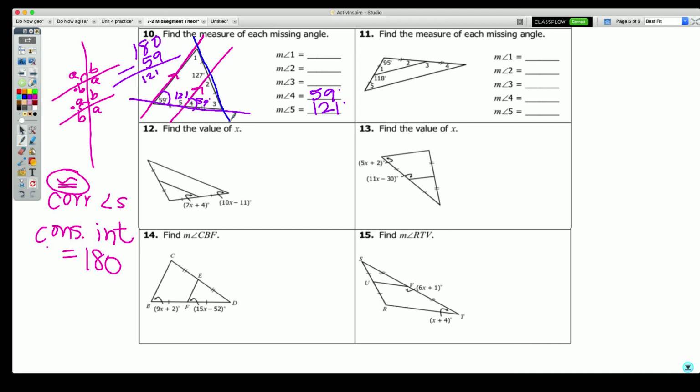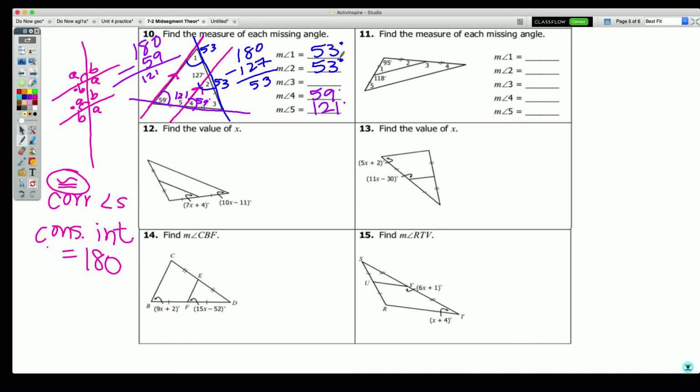Okay, 127 doesn't correspond to 1 or 2. I know that 1 and 2 are corresponding. So does anyone have an idea of how I could find those angles? Subtract them from 180. So let's do 180 minus 127. And I get 53 degrees for both angle 1 and angle 2. Okay, geometry again. Start layering and layering and layering. This is unit 4. We're seeing it again in unit 7. So you gotta keep up with this stuff. So that is angle 1 and 2.